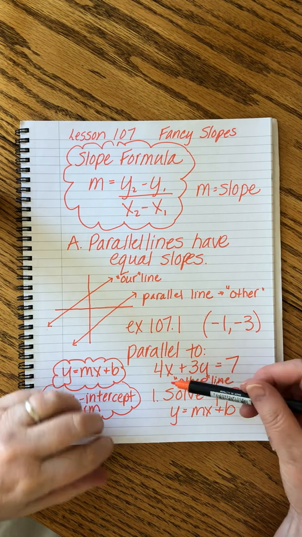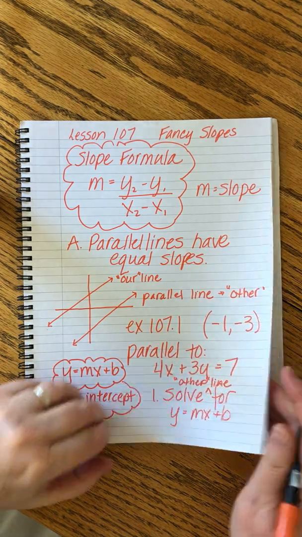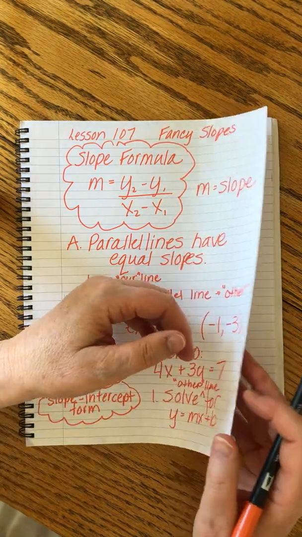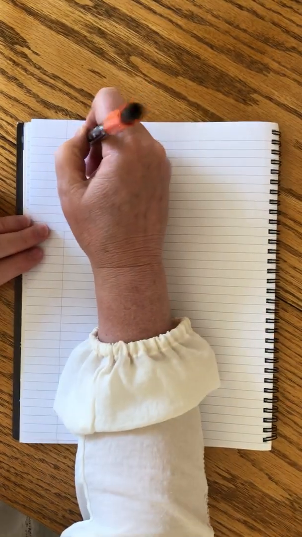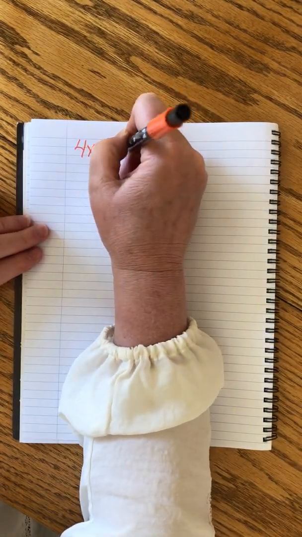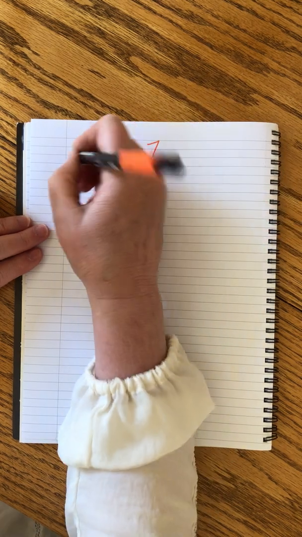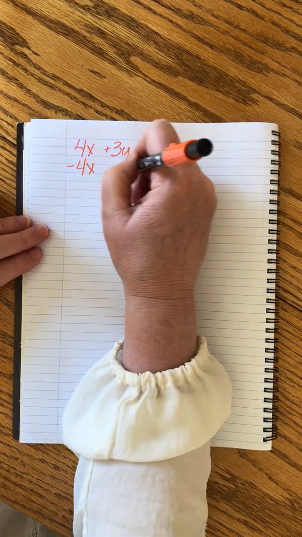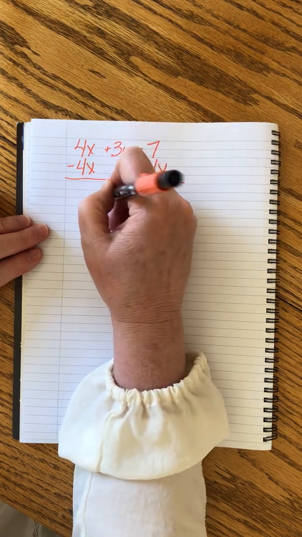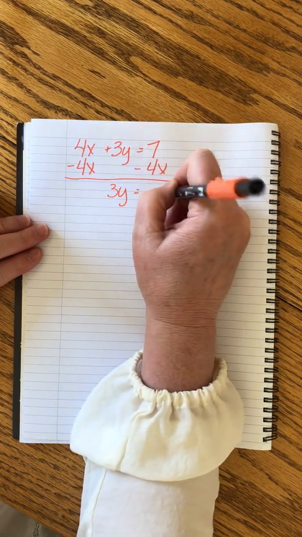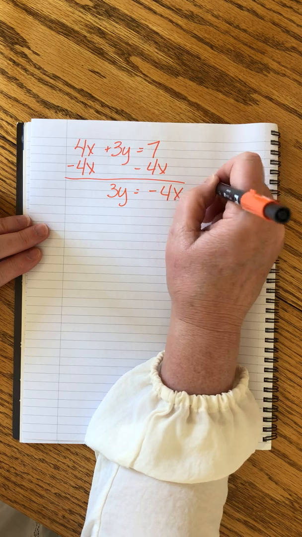So I'm going to flip the page, and I'm going to take 4x plus 3y equals 7, and I'm going to solve it for y. So it's in this form. All right. 4x plus 3y equals 7. I'm going to subtract the 4x from both sides. That's going to give me 3y equals minus 4x plus 7.